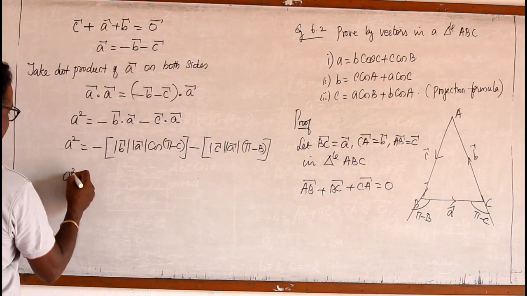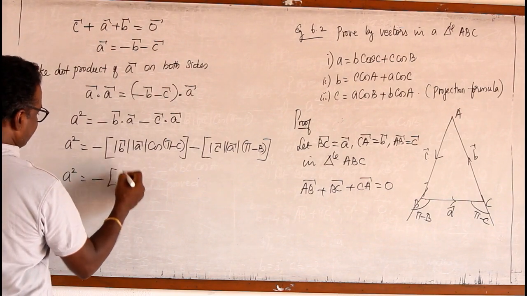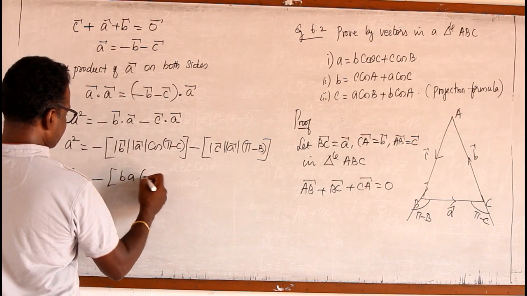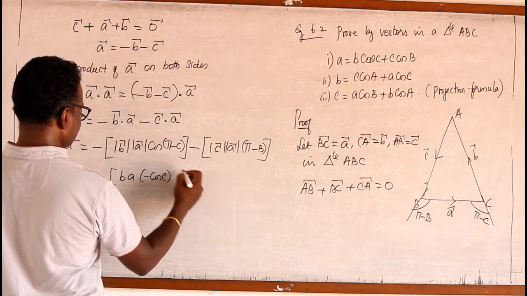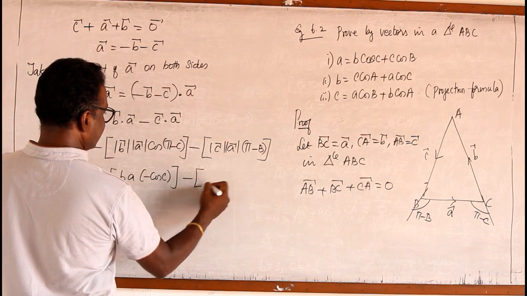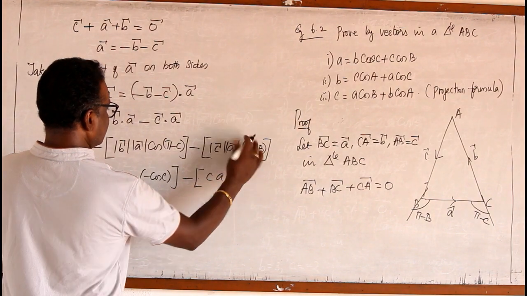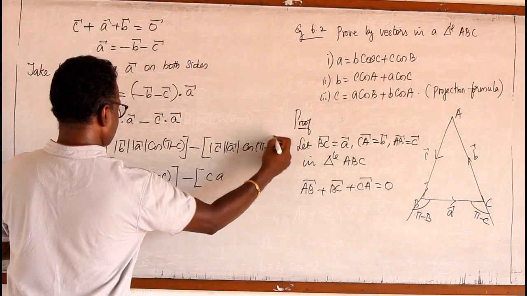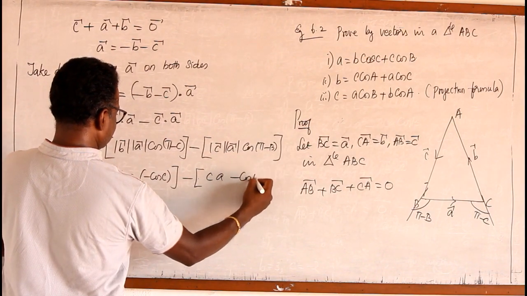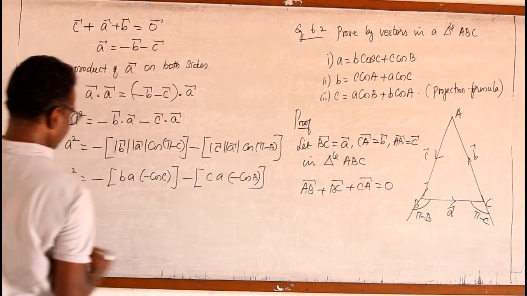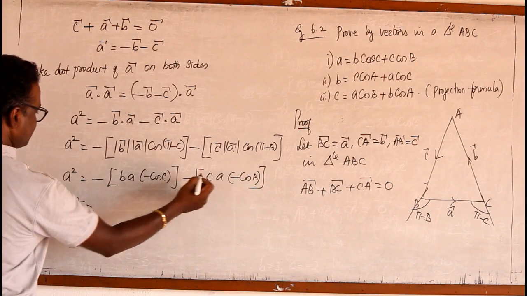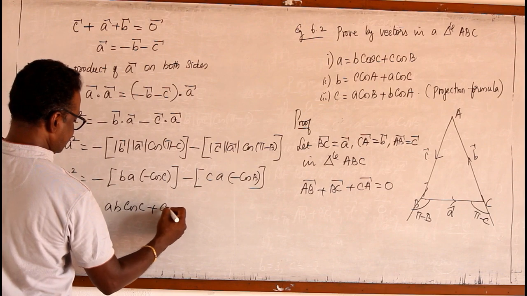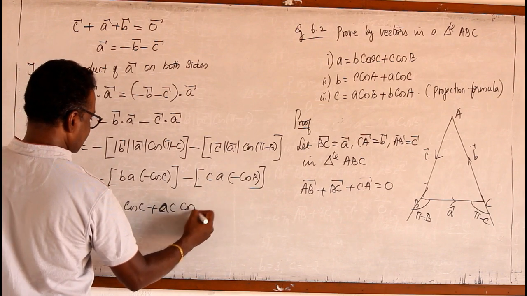So we can write this as a² = -ba cos(π - C)... 180 minus theta we know. Similarly, -ca cos(π - B), so it is -cos B. So when I take the minus sign inside, everything will become plus. So my plus ab cos C plus ca or ac cos B.